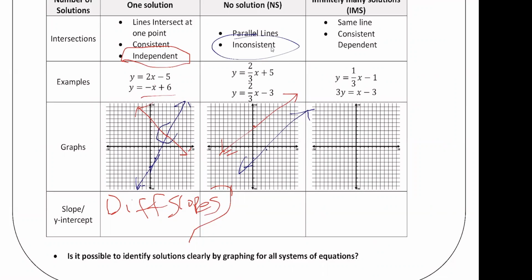Like this one, our solution's where they cross. So the thing about parallel lines, obviously they have to have the same slope, but different y-intercepts. Because if they had the same y-intercept, they'd be actually the same line.